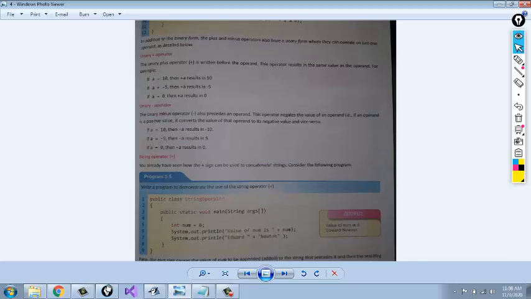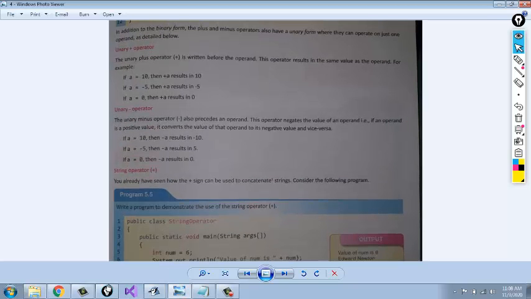A is equal to 10. See, the unary plus operator is written before the operand. See, this plus a. If a is equal to 10, then plus a results in 10. The plus symbol is written before the operand. A is the operand and plus is the operator. This operator results in the same value as the operand. For example, if a is equal to 10, then plus a results in 10 only. It will not make any changes in the values of the variables. If a is equal to minus 5, then plus a, that is plus of minus 5, will be the same, minus 5. Then a is equal to 0, plus a results in 0 only.